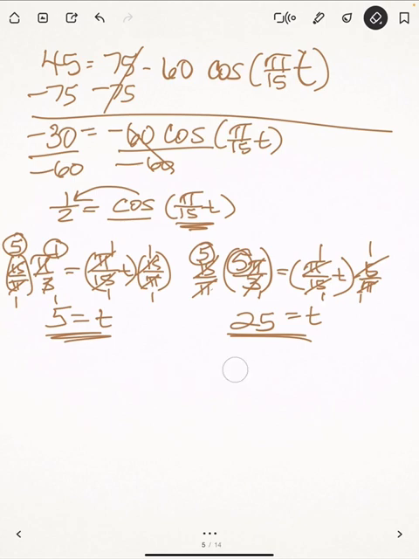All right? So now we're going to go on to another problem. Let me switch over to another page.